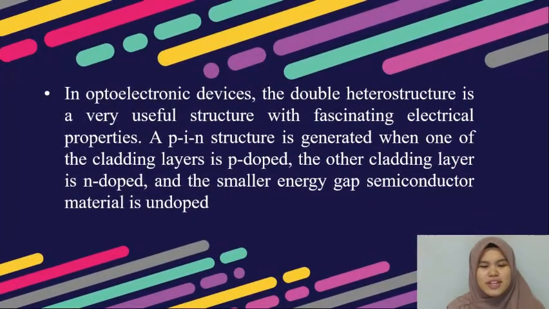In optoelectronic devices, the double heterostructure is a very useful structure with fascinating electrical properties. A PN structure is generated when one of the cladding layers is p-doped and the other cladding layer is n-doped, and the smaller energy gap semiconductor material is undoped.